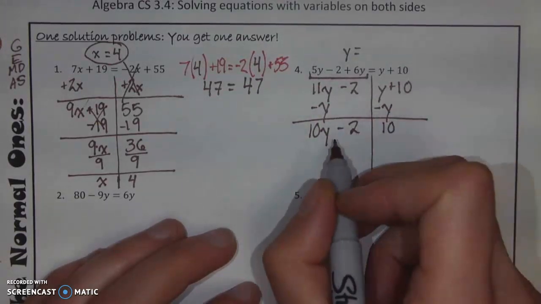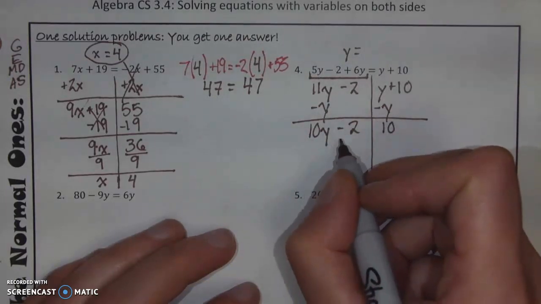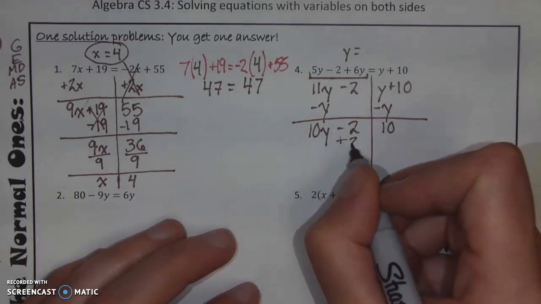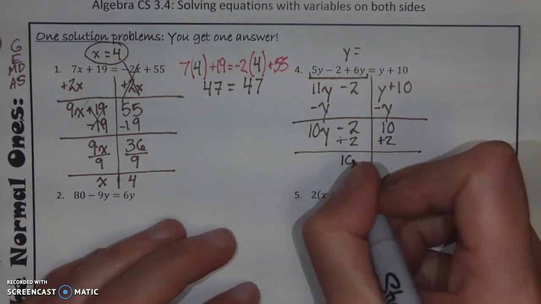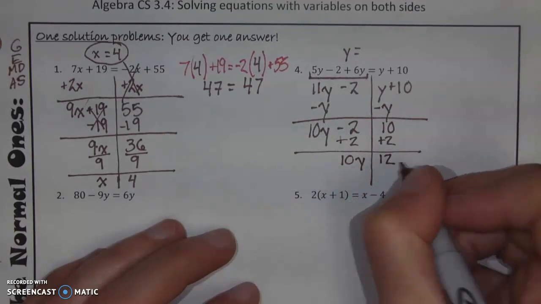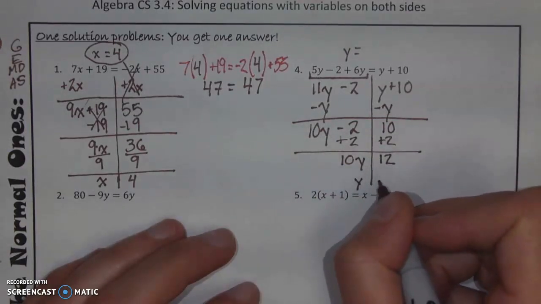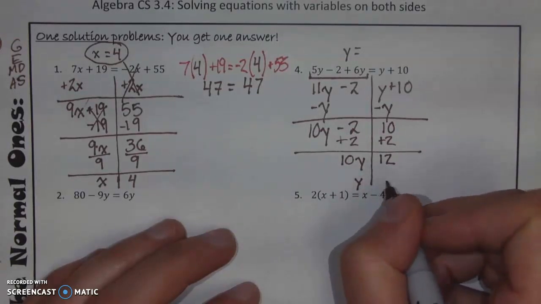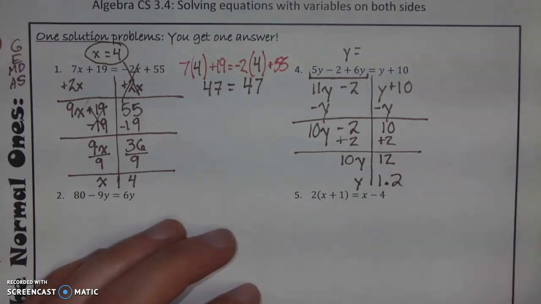All right, so now that we have that settled, I have 10y minus 2 is equal to 10. And that means that I can solve by adding 2 to both sides, undoing my order of operations, to give myself 10y is equal to 12. And when I divide by 10, I get y is equal to 12 over 10, or 6 fifths, or 1 1/5, or, if you want the decimal, 1.2.